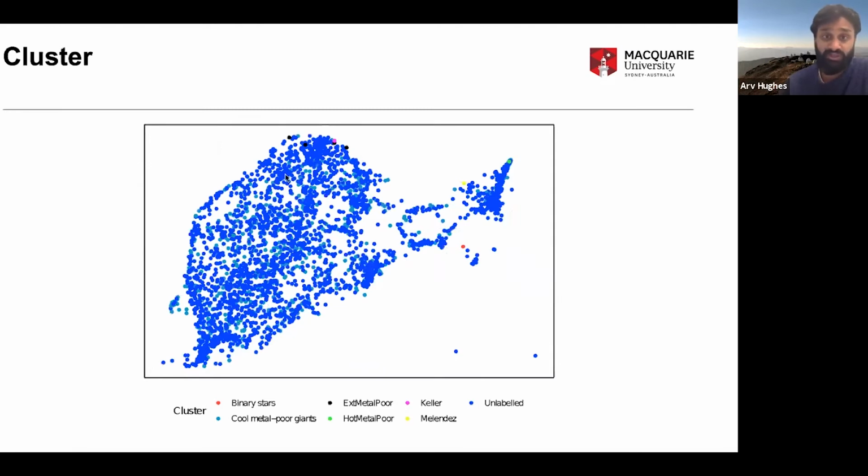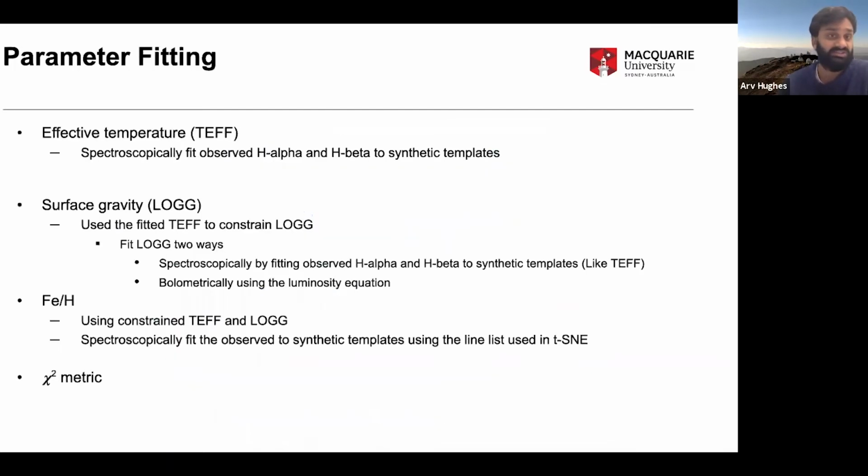So zooming into it further, you can see that there's this coast that I call the metal-poor coast, of my known metal-poor stars lying along here and the blue unlabeled stars lying on top. So now we have to try and estimate the metallicity of these unlabeled stars. And I'm going to discuss our parameter fitting method.